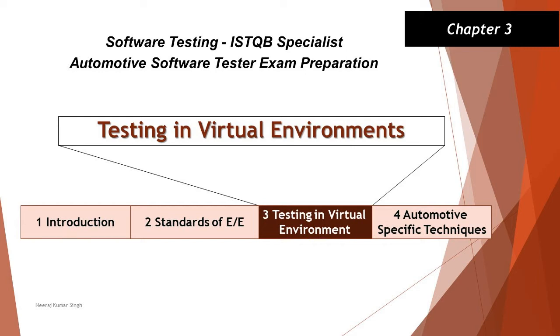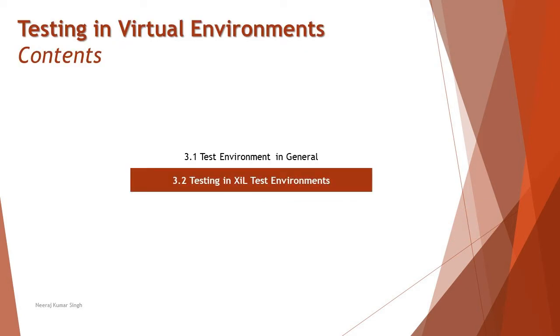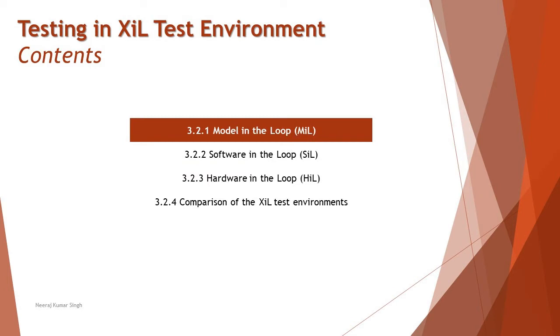As a part of this tutorial, we are still in chapter 3 talking about testing in virtual environments, and we are getting into the next part of it, that is 3.2, testing in XIL test environments, where XIL is another component that is put together and has a lot of subcomponents. As a part of this XIL test environment, we have different models like model in the loop, software in the loop, hardware in the loop, and a comparison of the XIL test environments put together of all these three things.